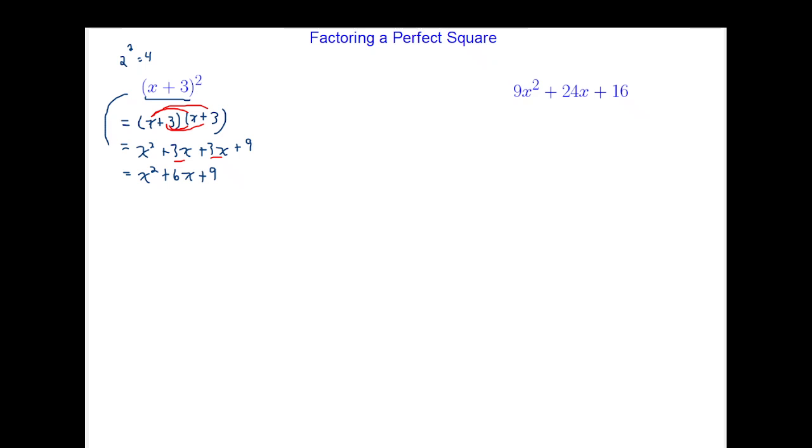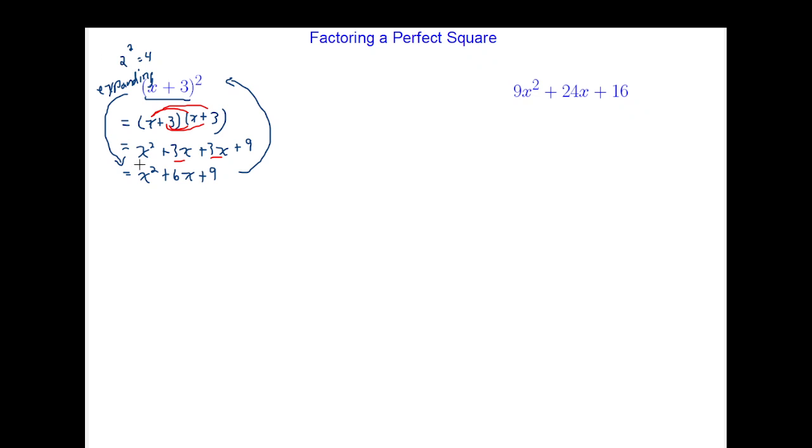So going from here to here is what we would call expanding. And going the other direction is what we would typically call factoring. And what we want to do today is talk about factoring a perfect square. So this is a perfect square. Now the question is, how do you know how to go from here to here? And how do you recognize it as a perfect square?